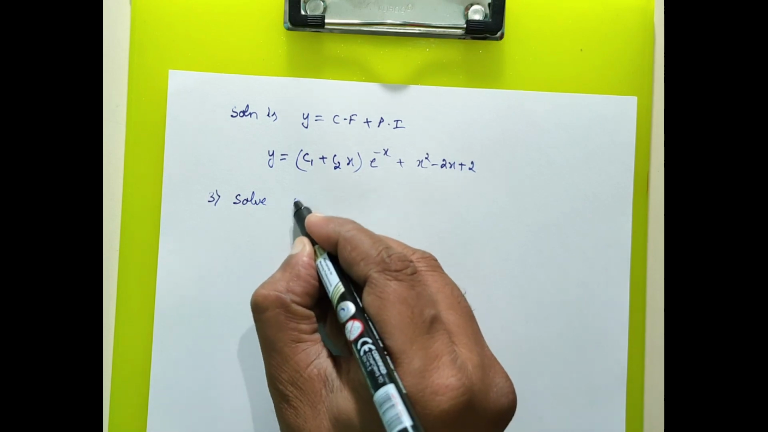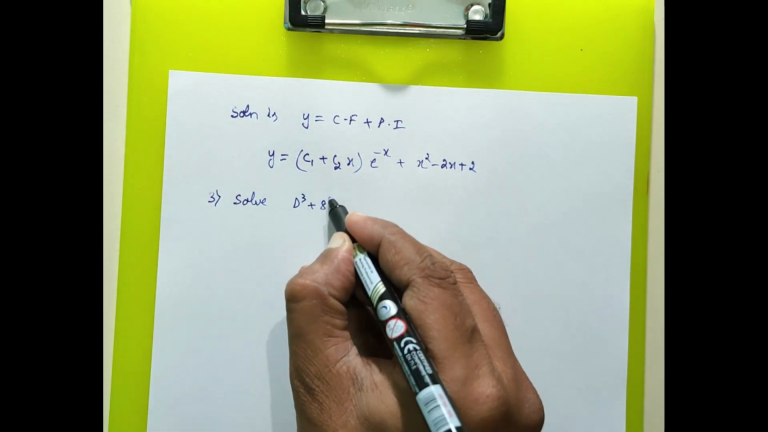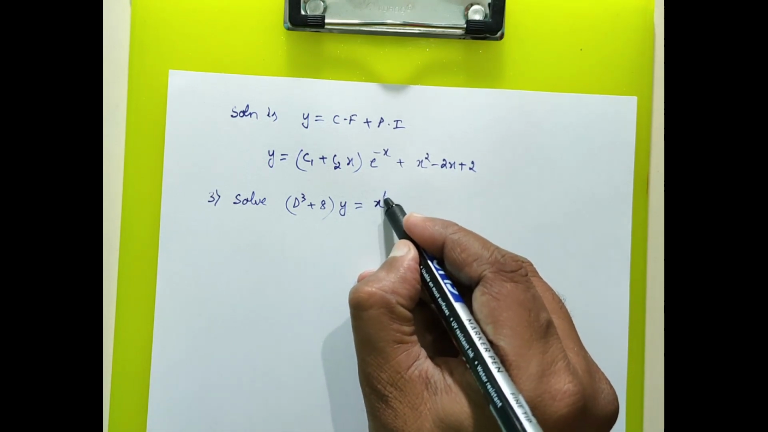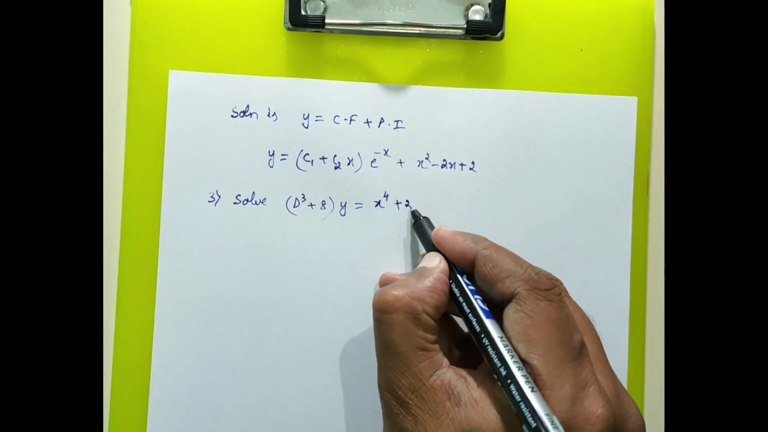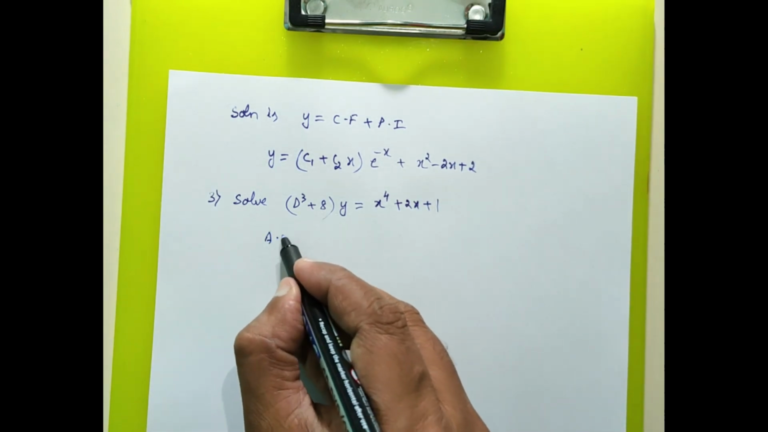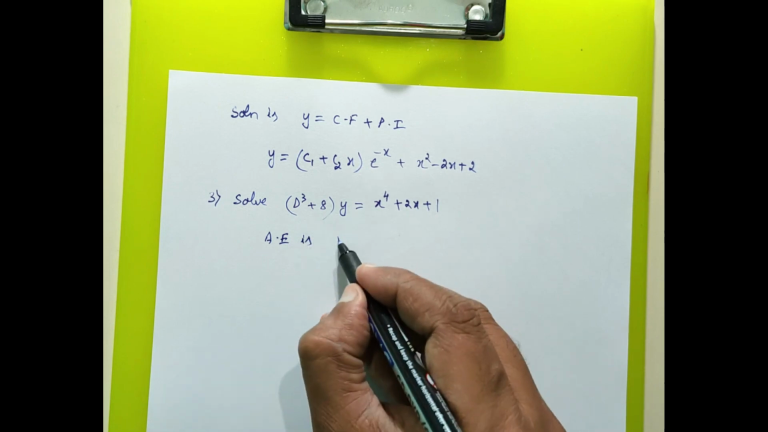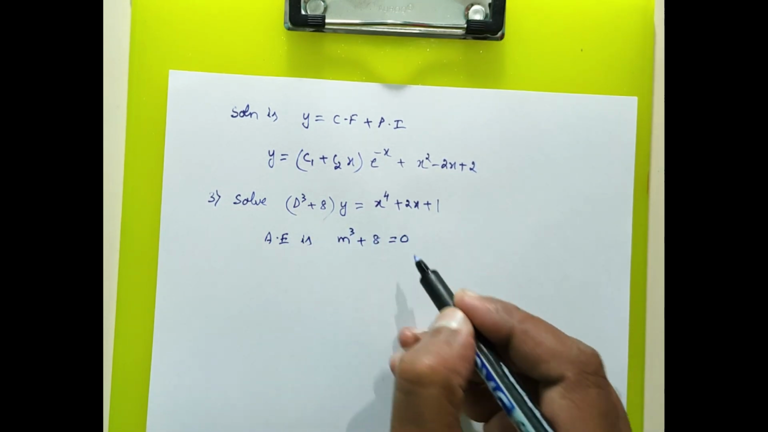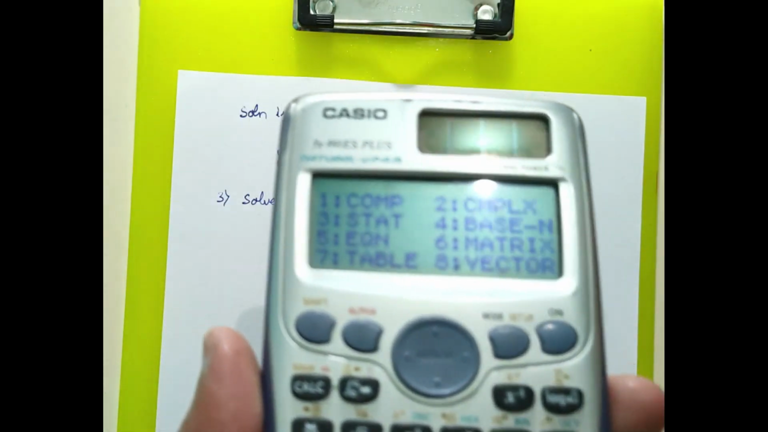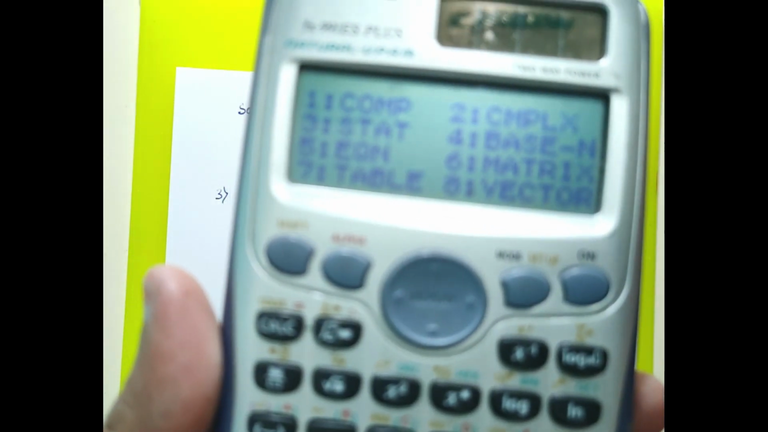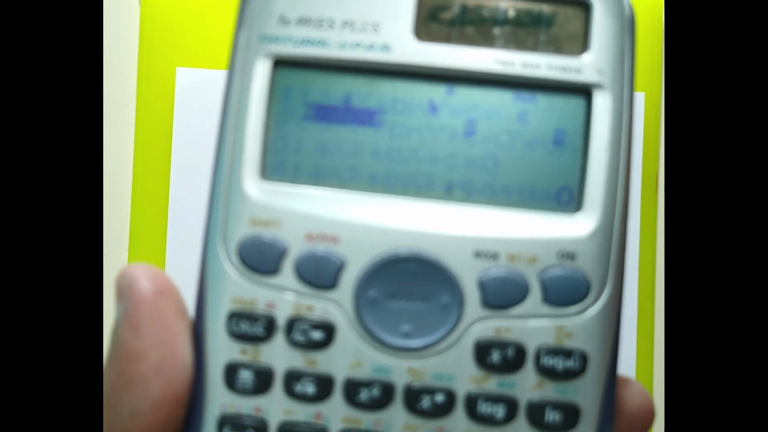Solve (D^3 + 8)y = x^4 + 2x + 1. Here the auxiliary equation is m^3 + 8 = 0. Let us try to find out the roots of this equation. Go for mode 3 equation. Because it is a cubic equation, you have to choose option number 4.